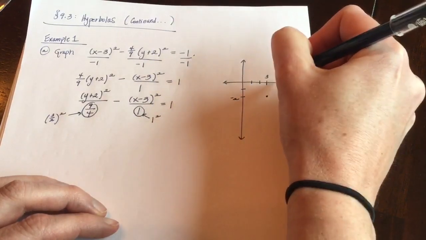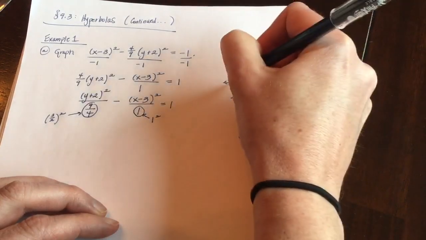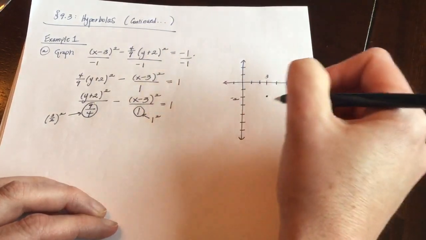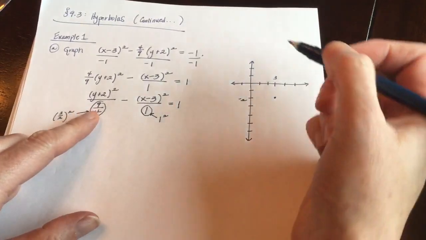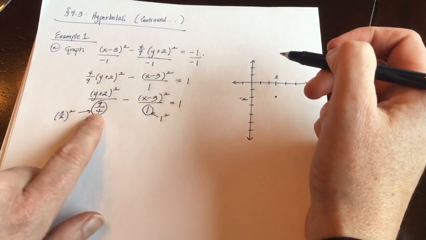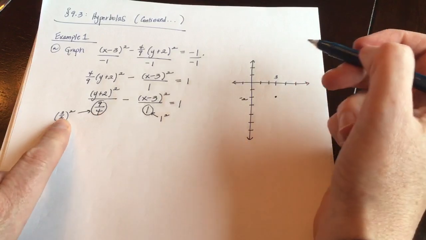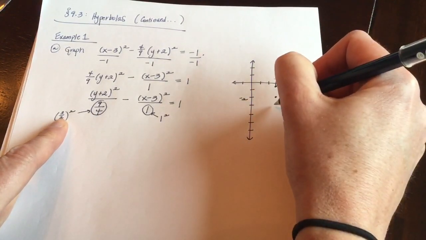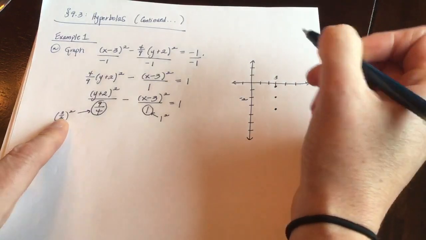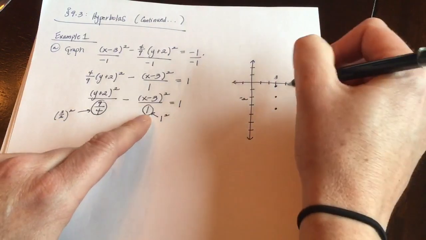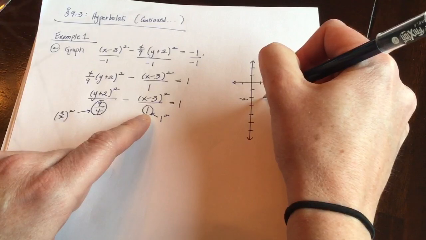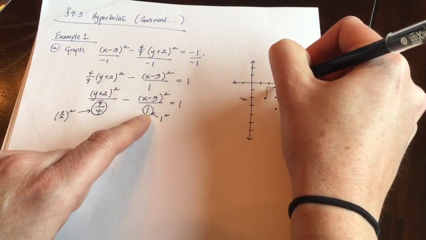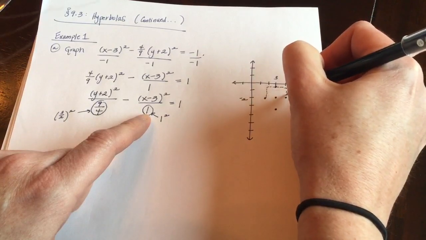So here's its center. Let's see, for the boundary box, let's go vertically from the center up and down 1.5 units. And then horizontally to the right and to the left 1 unit. Drawing your boundary box.